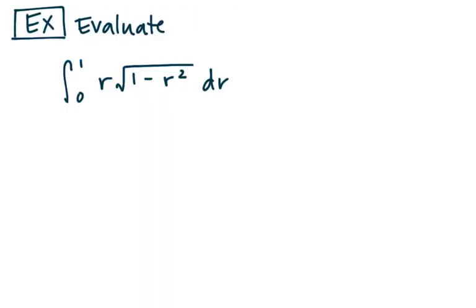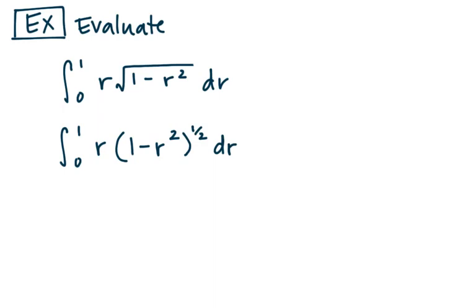So here, we are going to evaluate the definite integral from 0 to 1 of r times the square root of 1 minus r squared, integrated with respect to r. So when we have radicals, we turn those into rational powers. So I'm going to rewrite this as 1 minus r squared to the 1/2 power.